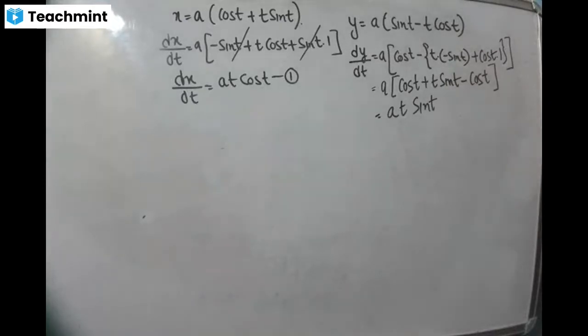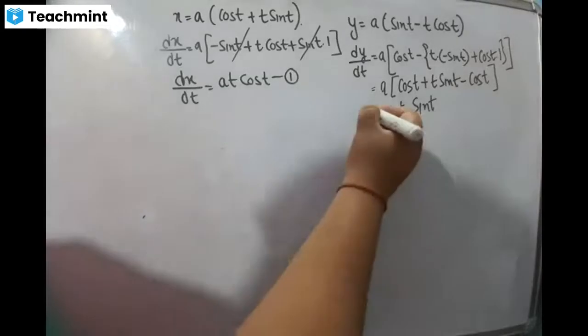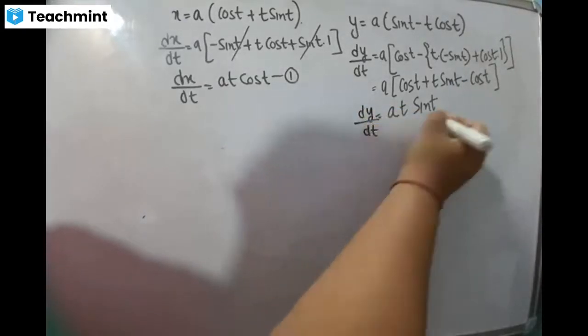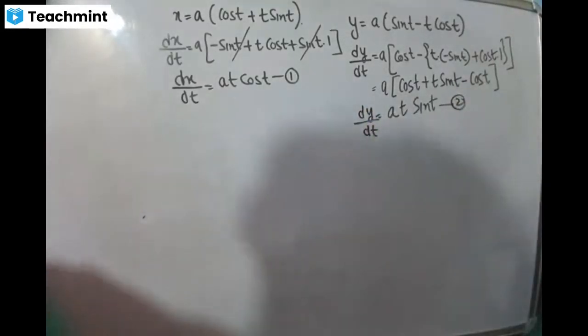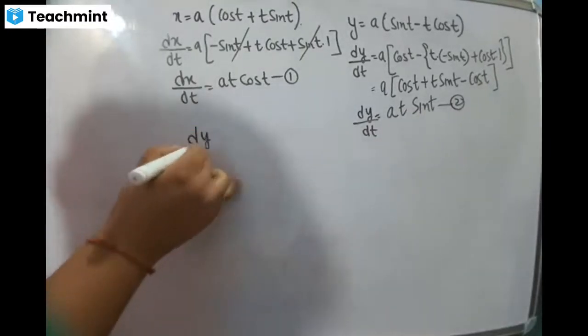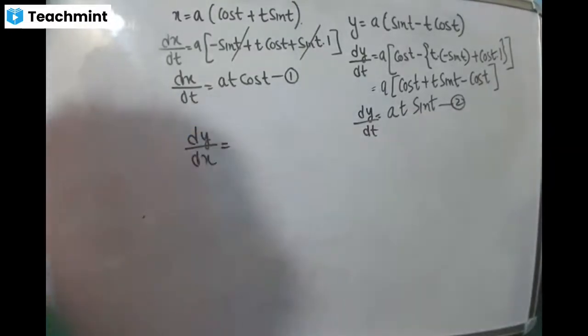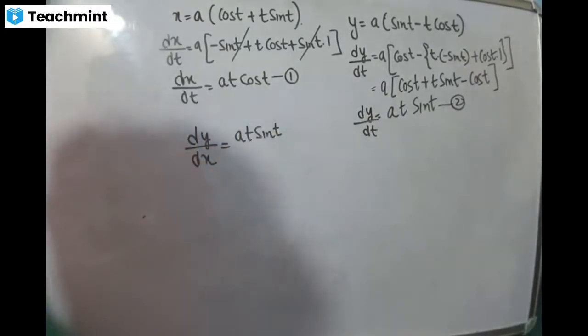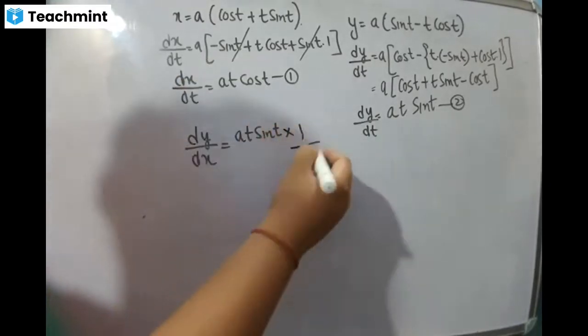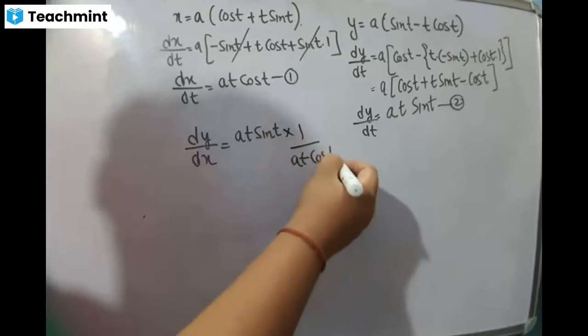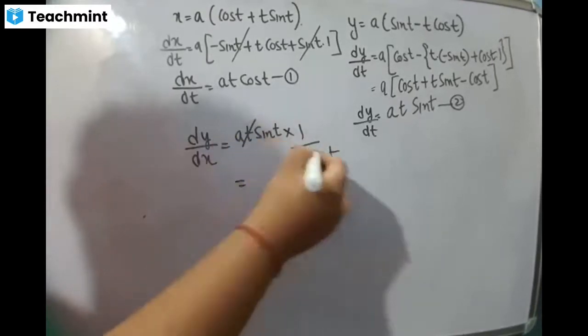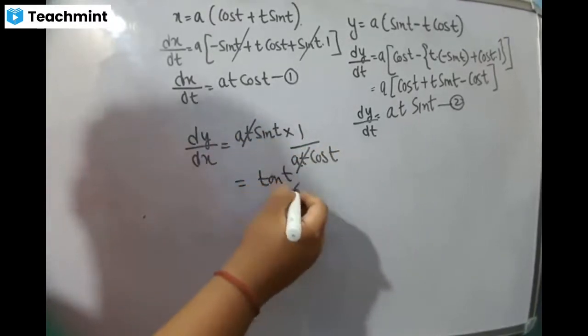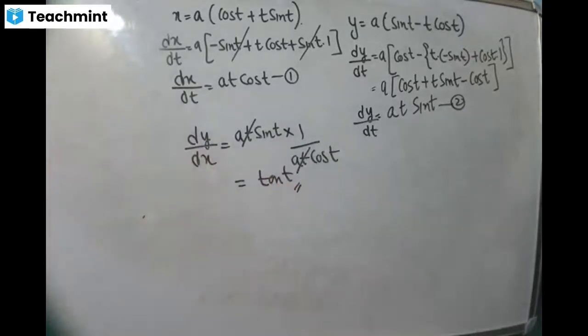You got equation 1 and equation 2. Now it's time to combine and get the value. The question is to find the value of dy by dx. dy by dt is at sin t, and dx by dt, reciprocal, gives 1 by at cos t. So at and at get cancelled. Sin by cos is tan t. So this is the correct option. Out of the four options, this is the correct one.